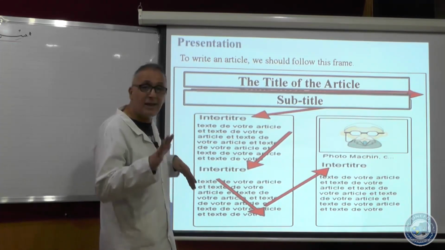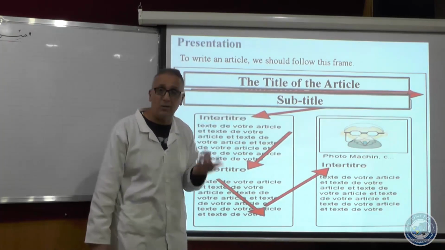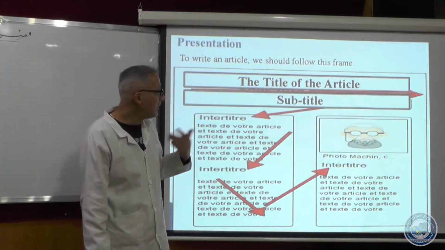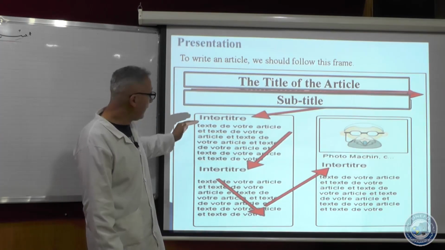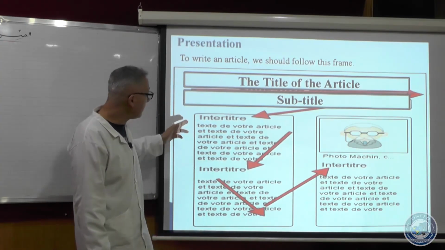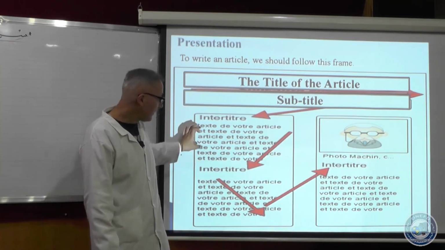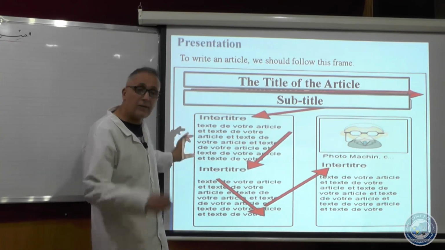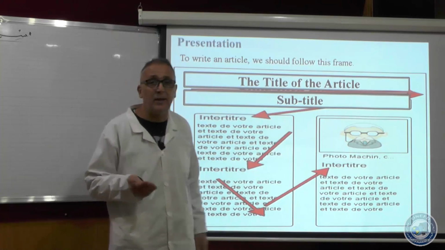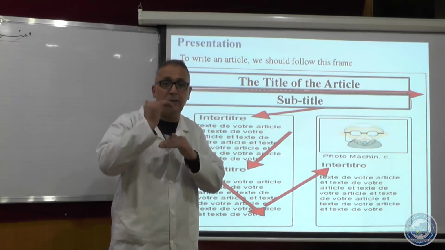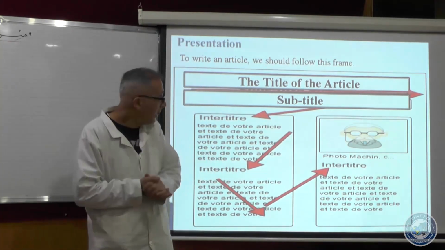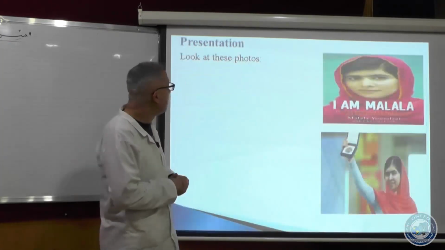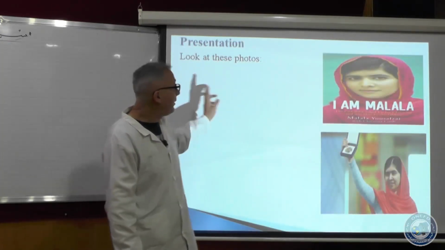Just below, sometimes you can put a subtitle or عنوان جانبي ولا فرعي. And after that, we write the parts of the article, many paragraphs. You can write 2 paragraphs, 3 paragraphs, and between each paragraph you have to skip a line. Right? Now, let's see. Look at these photos.